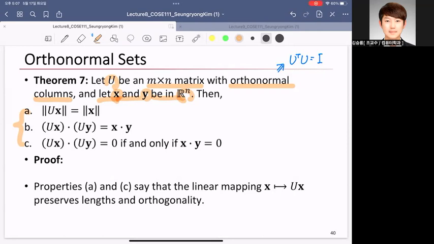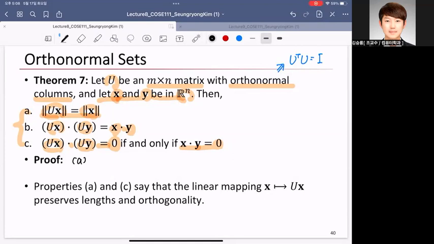First of all, the length of UX is equal to the length of X, and the inner product of UX and UY is the inner product of X and Y. The inner product of UX and UY is equal to 0 if and only if the inner product of X and Y is equal to 0. So let's prove this one. Let's prove A.